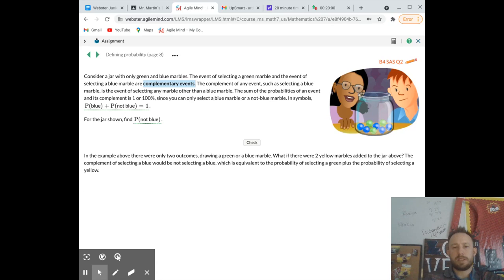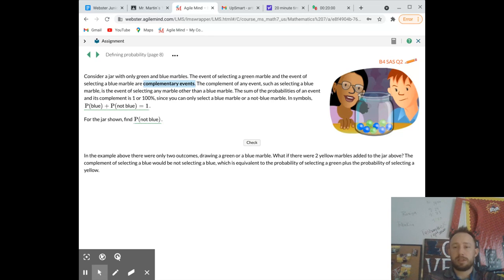All right. So since we can only select blue marbles or not a blue marble, the probability of picking a blue plus the probability of getting a not blue is 1. So it's for certain, right? So it says for the jar shown, find the probability that is not blue.